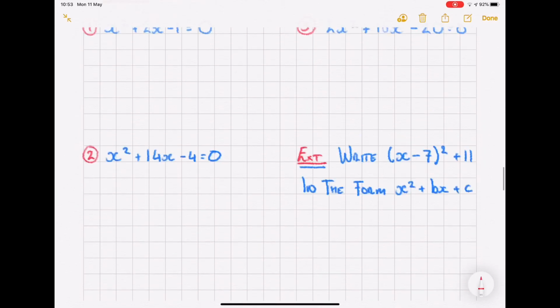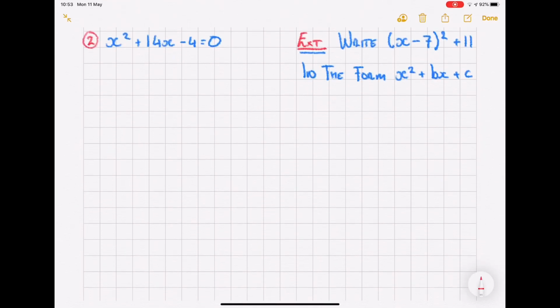Okay, let's have a look at the second example up here. So let's complete the square. So x squared, half of 14 is positive 7. Positive 7 squared is 49, so subtract that. Then we stick that number on the end, minus 4. x plus 7 squared, let's tidy this part up. So minus 49 minus 4 gives us minus 53 equals 0.